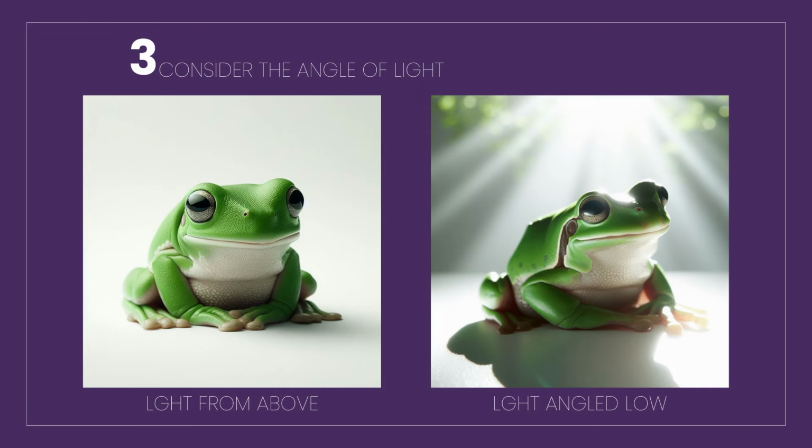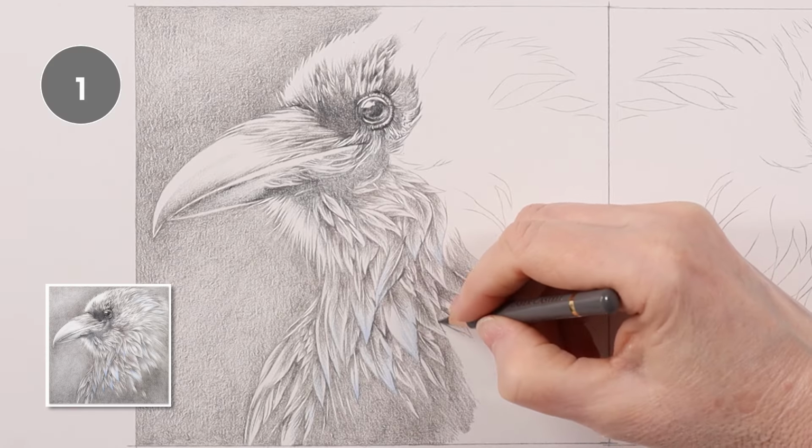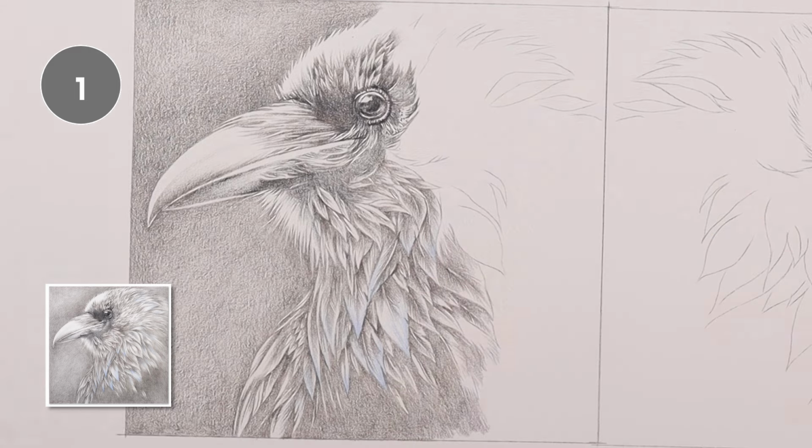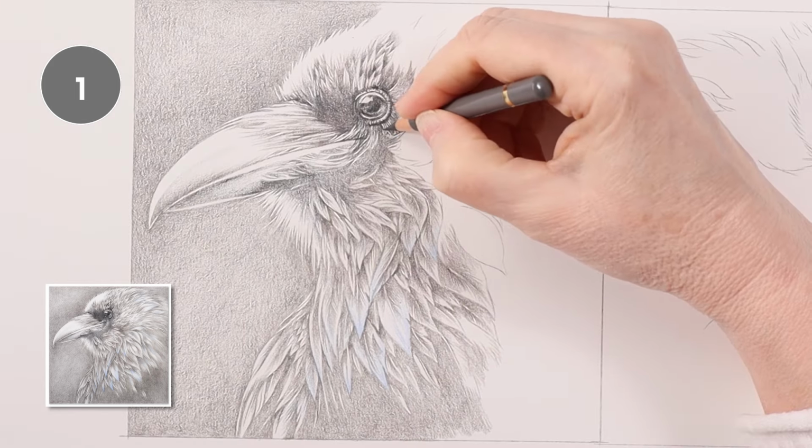And number three, we're going to consider what the angle of the light is. The angle of light determines the length and direction of shadows. A light source directly above will create shorter shadows, while a light source at an angle is going to create those longer shadows. Consider how the angle of light affects the appearance of your subject and adjust your drawing accordingly. And keep this in mind so it's consistent throughout your drawing.